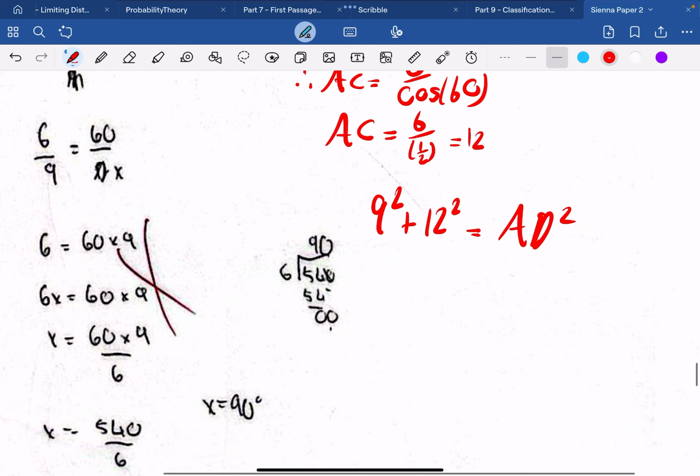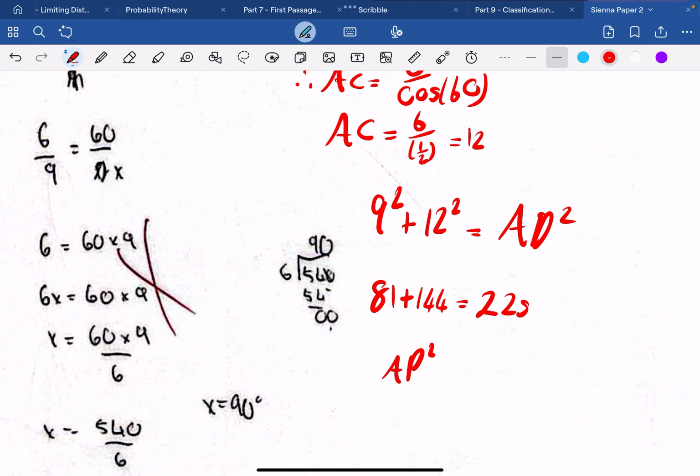So 9 squared plus 12 squared, 81 plus 144 is equal to, I think, 225. And the square root of 225 is 15. So AD squared is equal to 225. Therefore, AD is equal to 15.